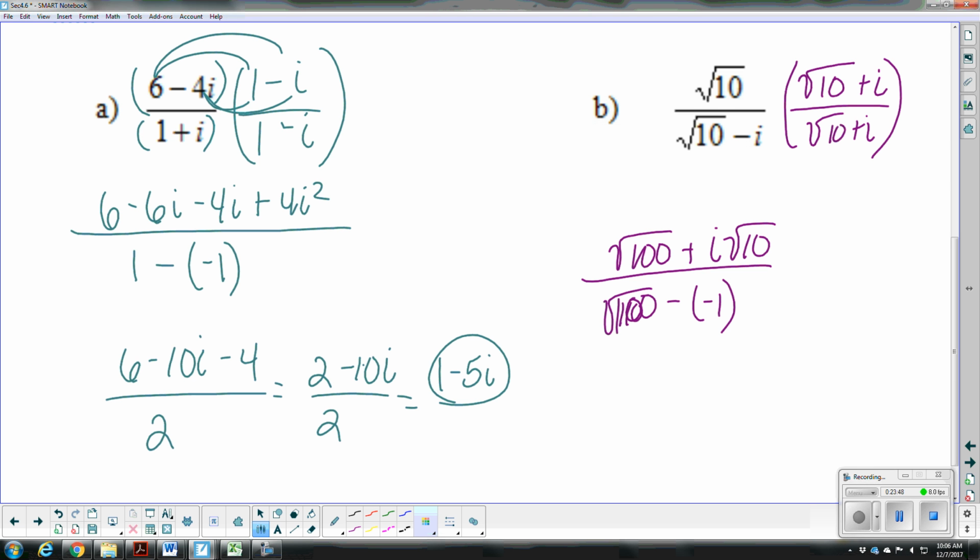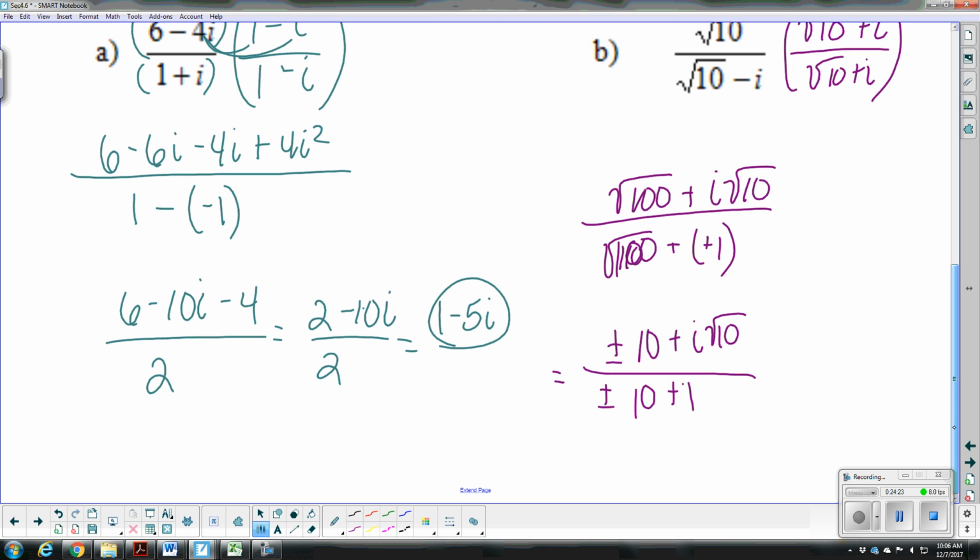All right, so remember when you simplify square roots, you have a positive or negative. You want to remember that the square root of 100 is positive or negative 10. So this means positive or negative 10 plus i times the square root of 10 over positive or negative 10 plus 1. So we have two answers here.